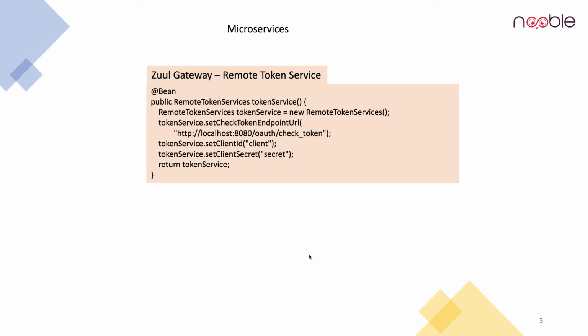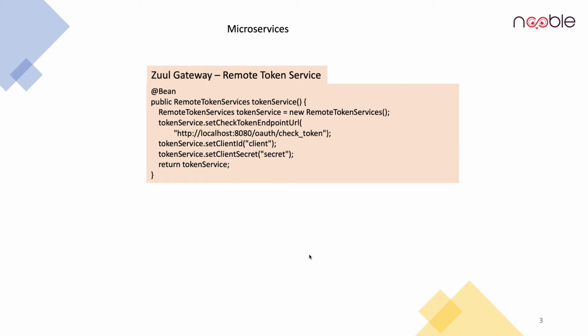We are instantiating a new remote token services. We are setting the endpoint: localhost:8080/auth/check_token. That's where you can find the endpoint. Now I am setting the client ID and the client secret. Client ID is client and client secret is secret. And I am returning the token service. That's all about the bean.